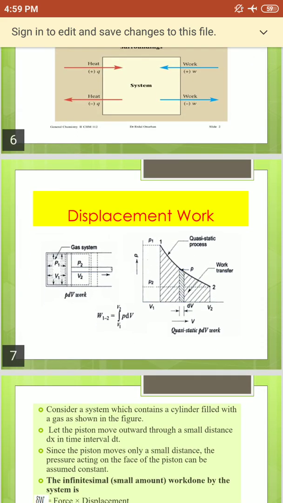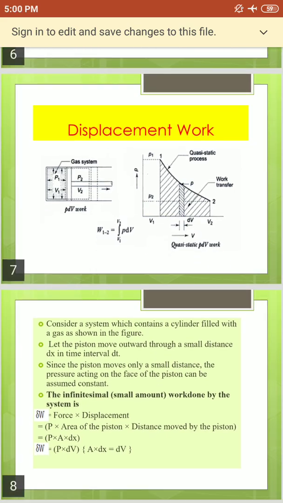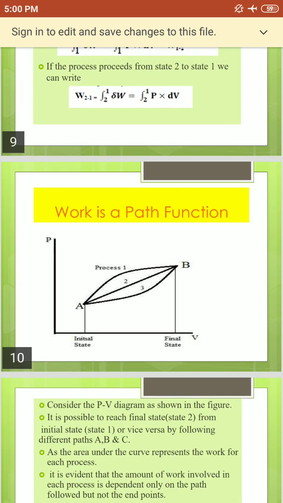The displacement work, that is the piston arrangement. And the last one is that work is a path function.